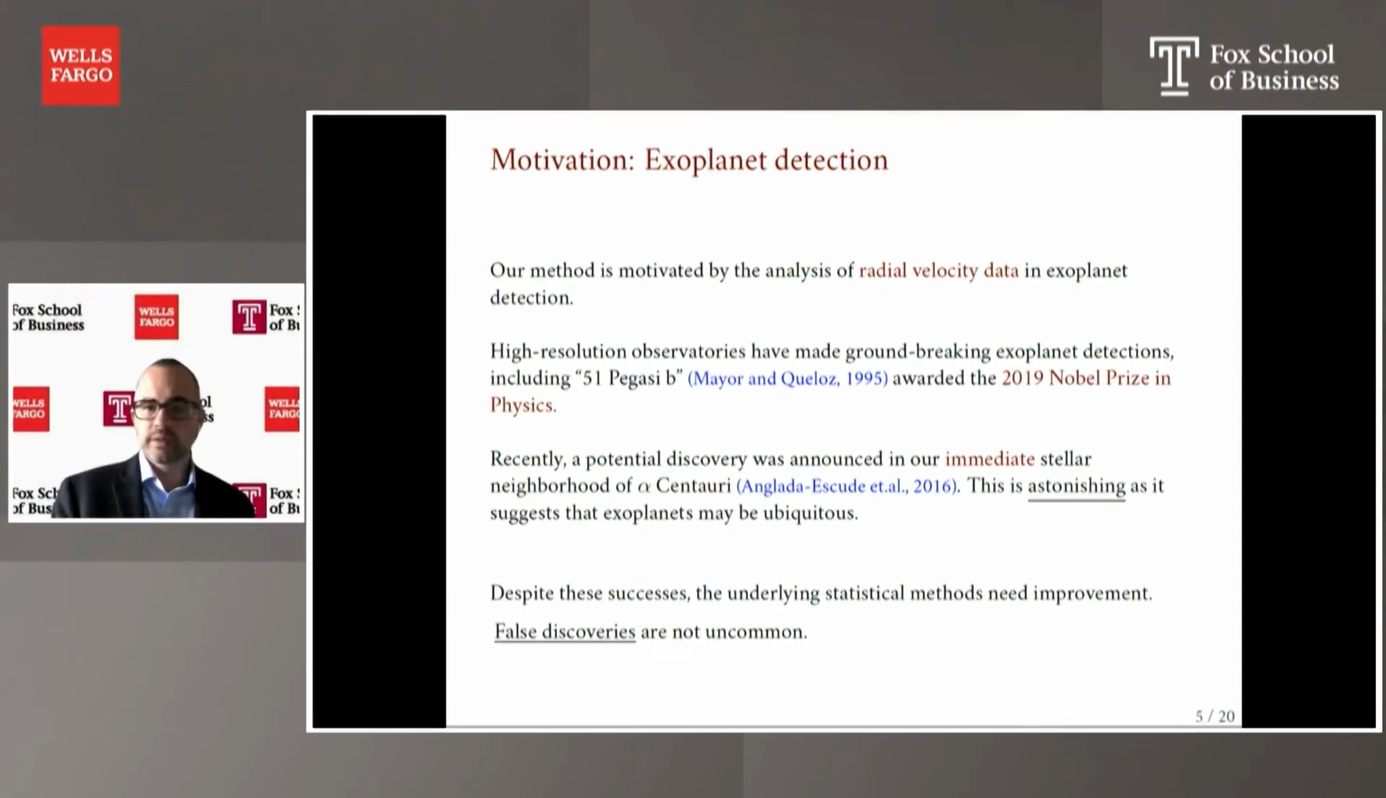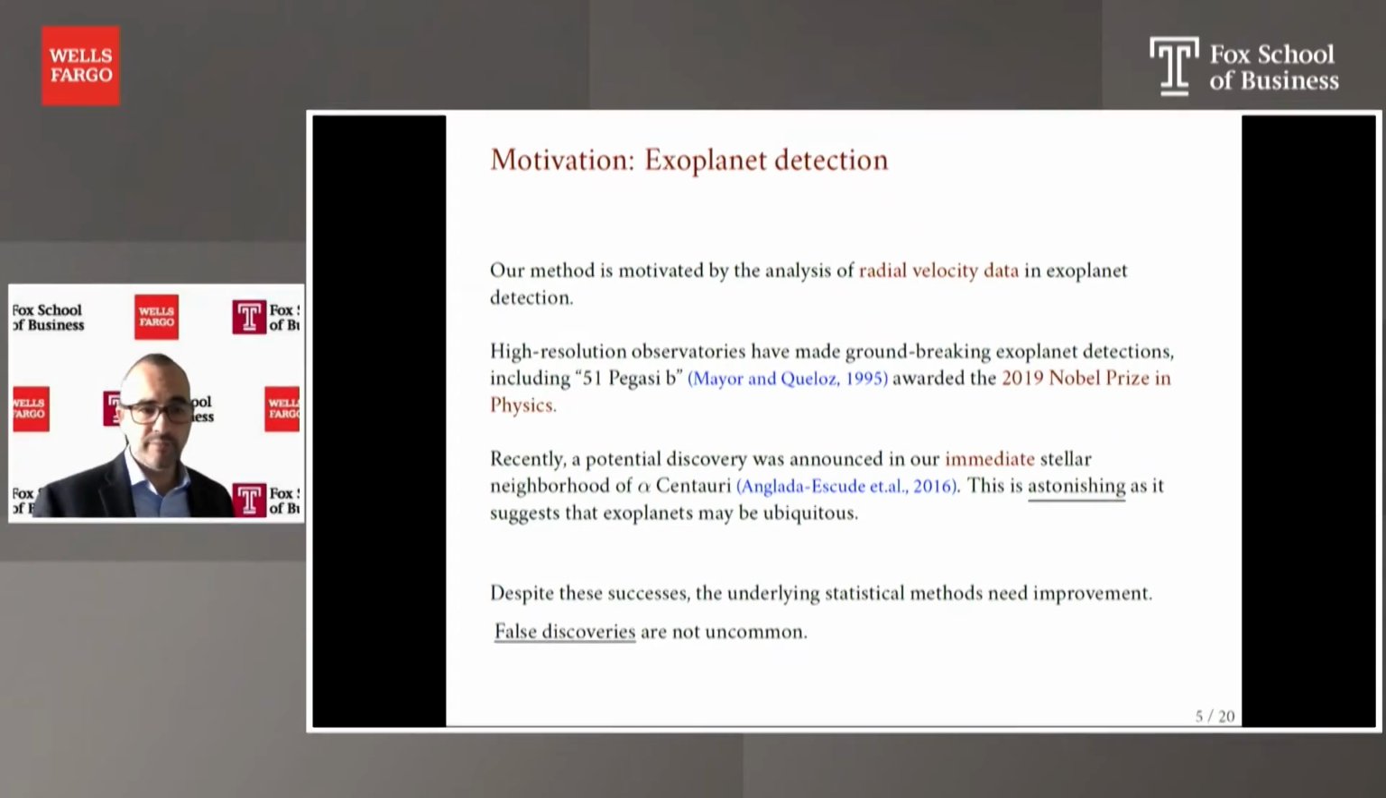So a few words about this exoplanet detection. The method that I'm going to describe today is motivated by that problem. This project is in collaboration with Jacob Bean, who is in the Department of Astrophysics here at U Chicago. The exoplanet detection is a fascinating new problem where we look into stars essentially, and we try to figure out whether there are exoplanets, planets revolving around the star. The first detection was for 51 Pegasi b, and it was a groundbreaking observation and discovery that was awarded the Nobel Prize in Physics in 2019.